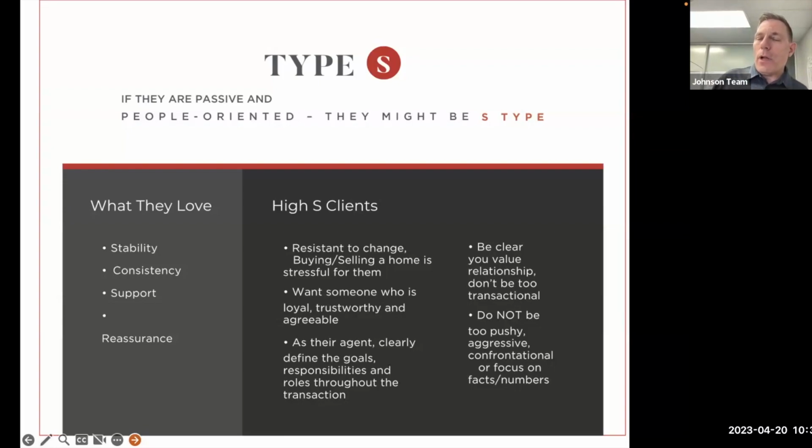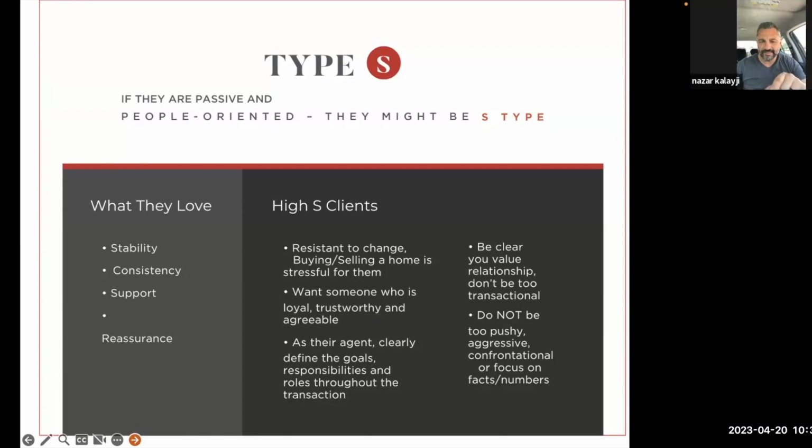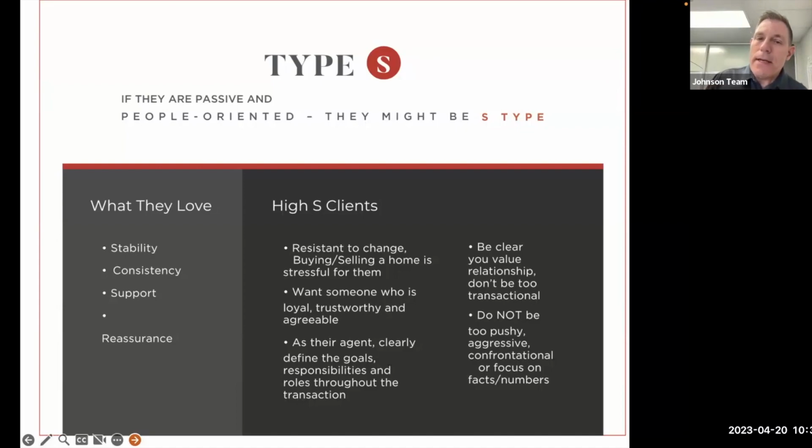People that are typical S's are government workers. That could be police officer, firefighter, nurse, teacher, anything that's guaranteed income, because they don't want any risk. Jeff, you said I, but you meant S. Sorry, S. I apologize. S personality type. 80% of the people that you deal with are going to be S personality types. Like I said, they're resistant to change. They find it very stressful. They want somebody who is loyal, trustworthy, and agreeable.